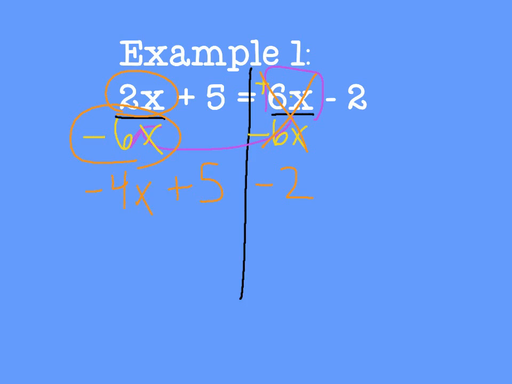Now I have just a two-step equation, which we're comfortable with at this point, so we can subtract 5 on both sides. And then the last step that we need to do is move the negative 4. Right now it's being multiplied, so we will divide by the negative 4. So we're left with x equals negative 7 divided by negative 4. If I plug that into my calculator, I get 1.75.